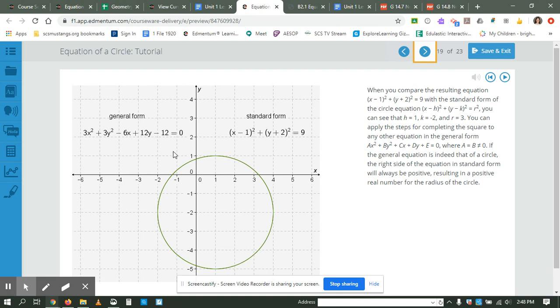Just sometimes whenever you're working with the information, the only way you end up with it whenever you get it is this way. And so the whole purpose of doing the completing the square method is being able to get from general form to standard form.